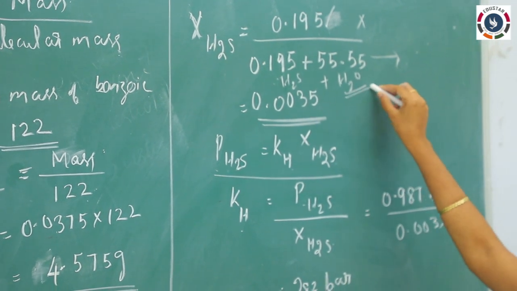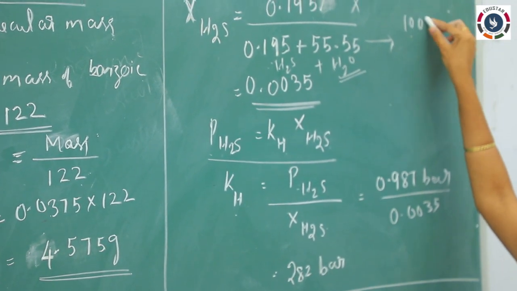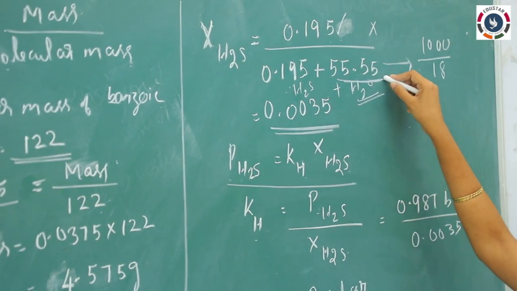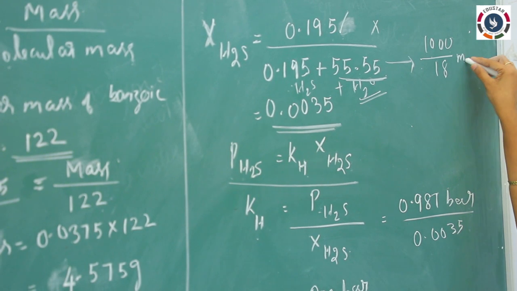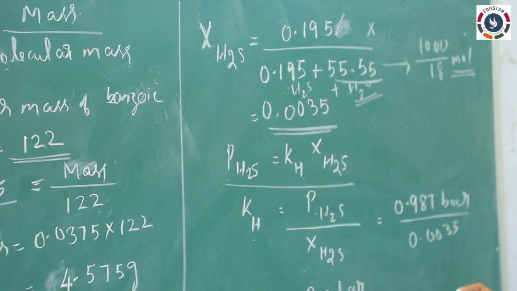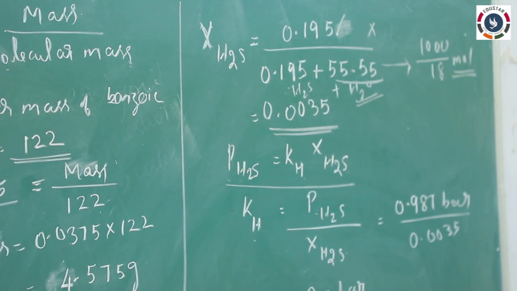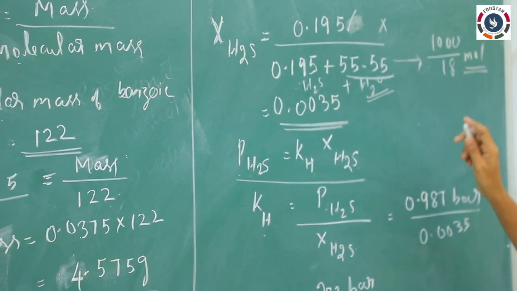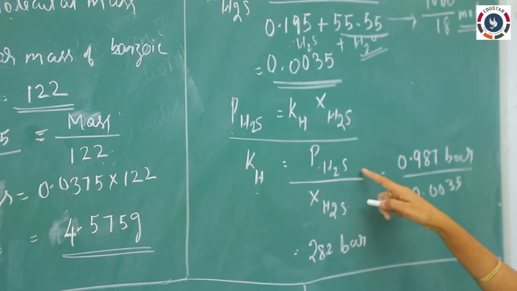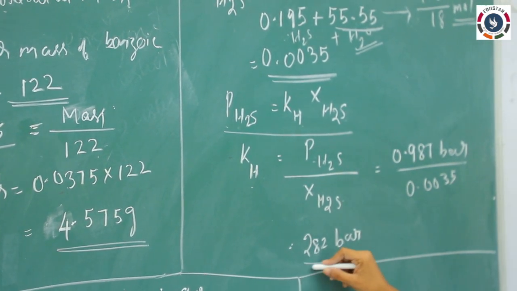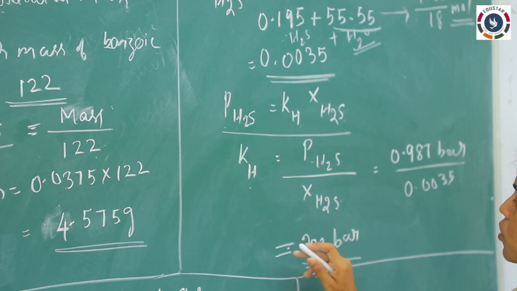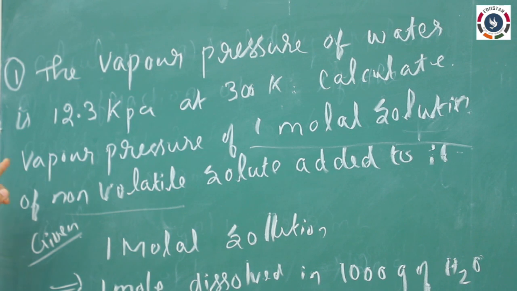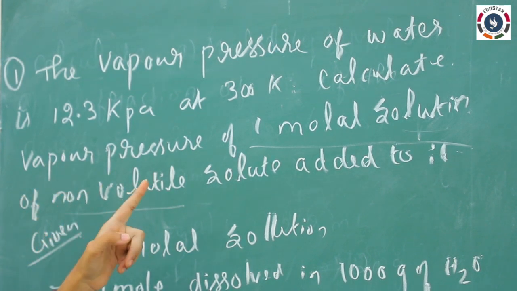How have I found the mole of water? 1000 divided by 18 gives 55.55. Always remember, in 1000 ml or 1 kg of water we will have 55.55 moles of water. On substituting these values, I am getting the answer as 282 bar. The next problem: vapor pressure of water is 12.3 kilopascal at 300 Kelvin.